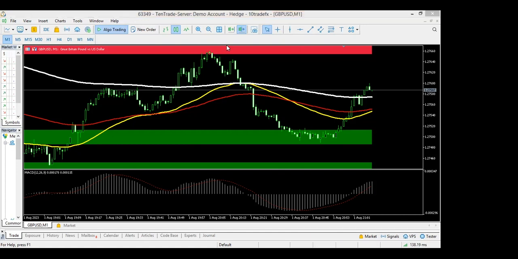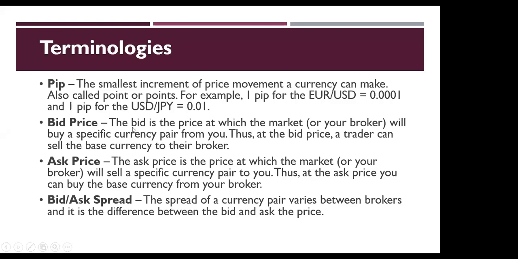Now what we want to look at is the bid price. The bid price is the price at which the market, or your broker, will buy a specific currency pair from you. If you're placing a buy order, there's a price that your broker will place it at. That price is the bid price, while the ask price is the price that the broker will sell to you. The difference between the bid price and the ask price is what we call the spread, the bid and ask spread.